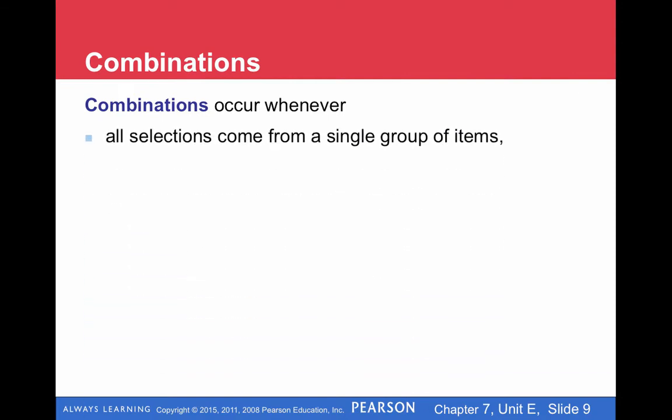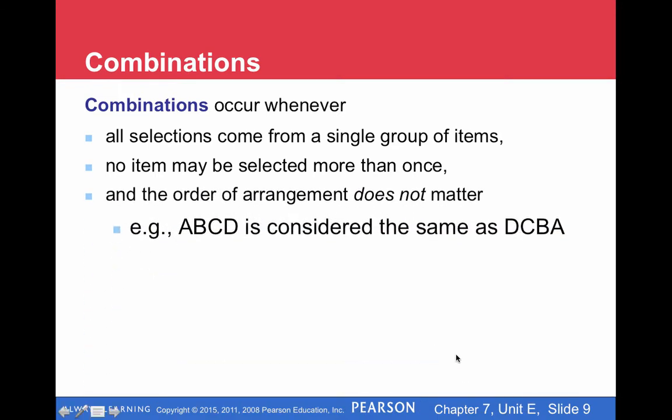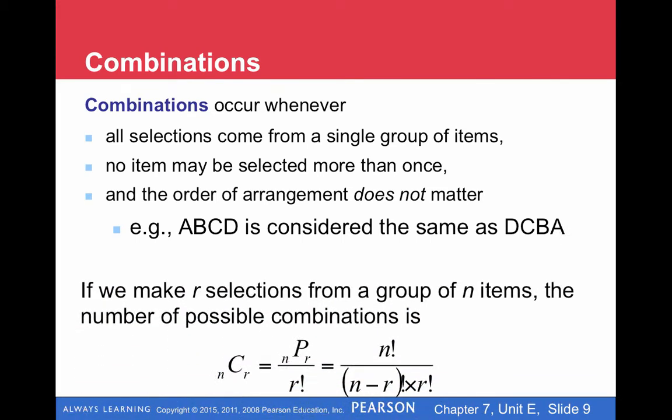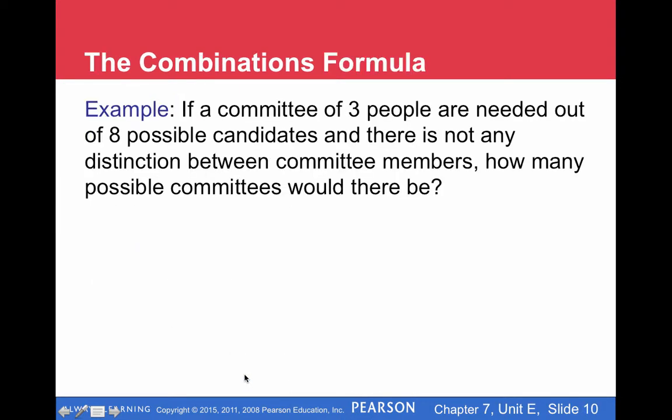All right, combinations now. They occur when we're selecting from a single group, which is just like the last thing. No item can be selected more than once, but the main difference is that the order does not matter. So we would say ABCD is considered the same as DCBA. This obviously wouldn't be a password where order matters, but maybe we're just selecting 4 people for a committee. And here's our formula, and we're going to use the combination formula.